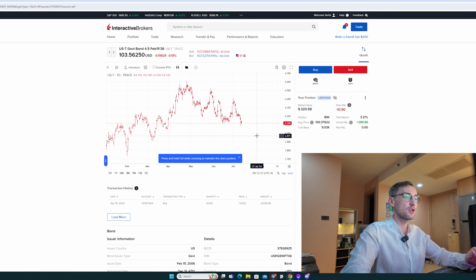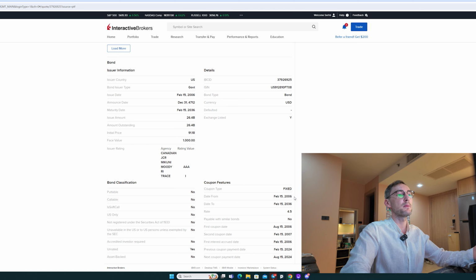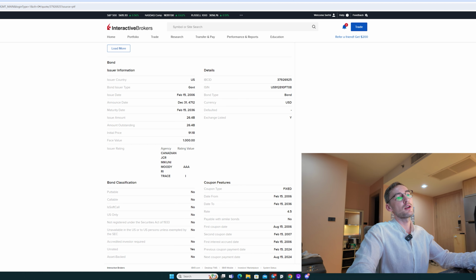This bond was actually issued in 2006. At the issue of that bond, this 4.5% rate was already defined, and it cannot be changed because the coupon type is fixed. So in 2006, the US government needed money and said, I sell the debt, and for every $100 of this debt I'll be paying 4.5% per year. I'll be paying two times a year, in February and in August, and I'll repay this debt in full, this $100, back to you in 2036. So this is a 30-year government bond.